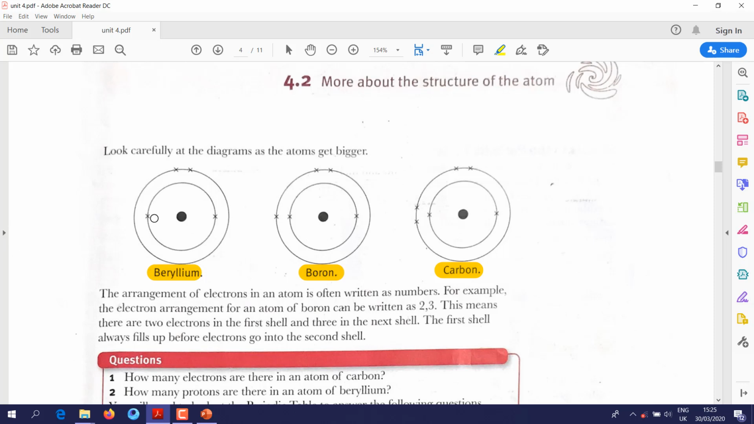So here, if you can see, we have 1, 2, 3, 4. We have 4 electrons, and here we have 1, 2, 3, 4, 5. And here 1, 2, 3, 4, 5, 6.